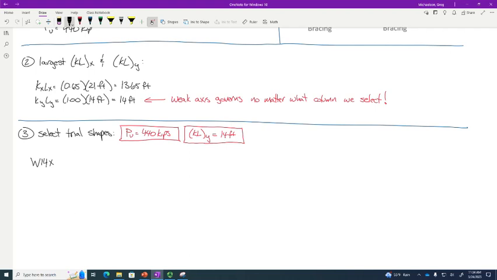So let's start off with the W14s. Here's what I want you to do. Go to table 4.1, and start with the W14s. Find me the lightest section that has a capacity of at least 440 kips when its length is 14 feet. So you're going off that 14-foot row and finding the lightest column where the capacity is at least 440 kips or larger.